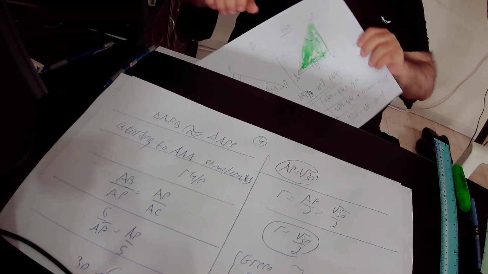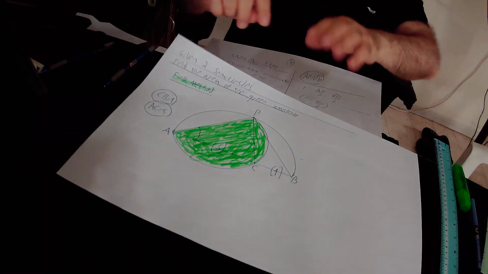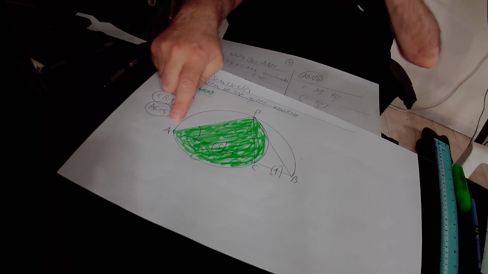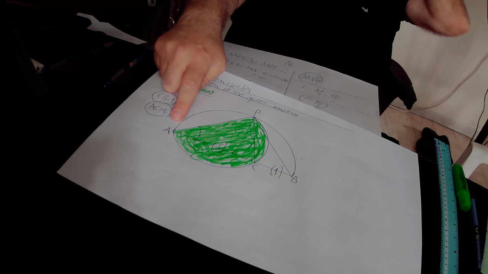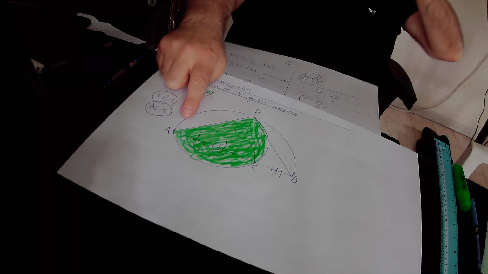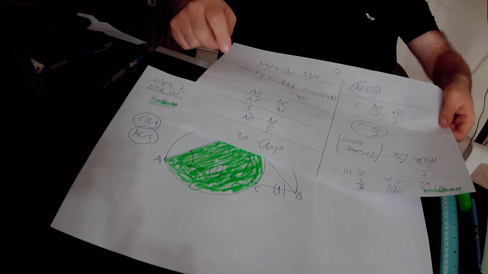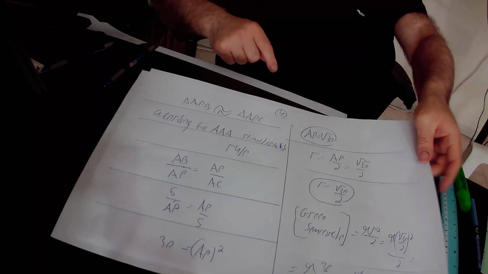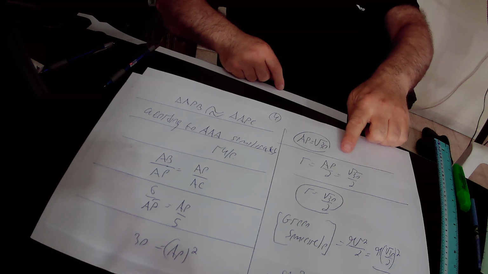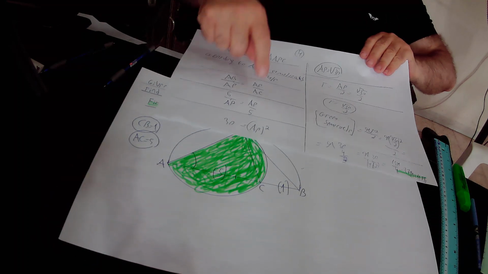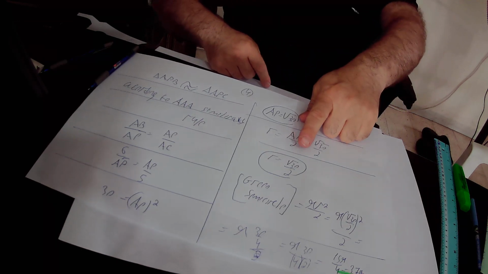Okay, but what is the missing side AP? AP is actually the diameter of the green semicircle. If AP is the diameter of the green semicircle, it means that AP over 2 is the radius. So the radius R of this green semicircle equals AP over 2. AP is the square root of 30, therefore the square root of 30 over 2 is the radius of this green semicircle.